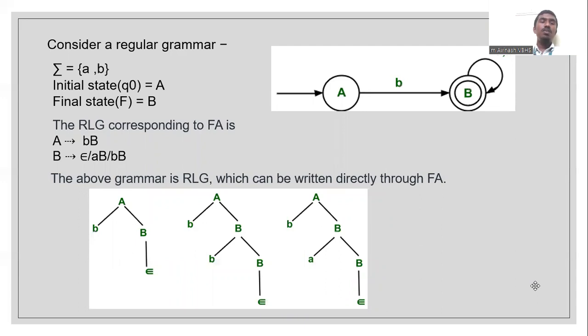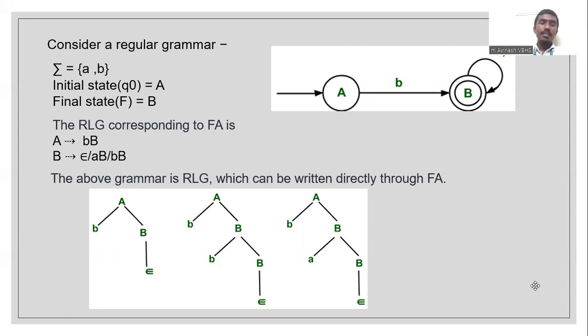Sigma is equal to {a, b}. Initial state is Q naught A. Final state is F B. The right linear grammar corresponding to the finite automata is A tends to aB, B tends to epsilon or aB or bB. The above grammar is a right linear grammar, which can be written directly from the finite automata.